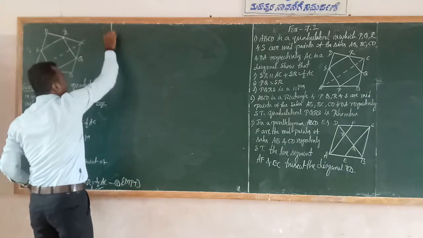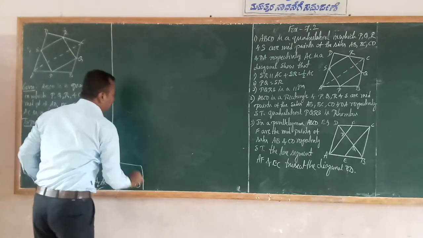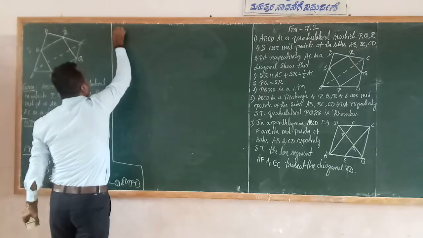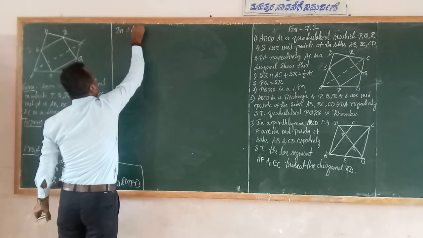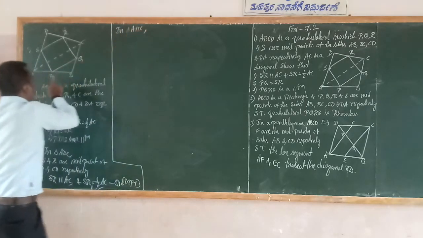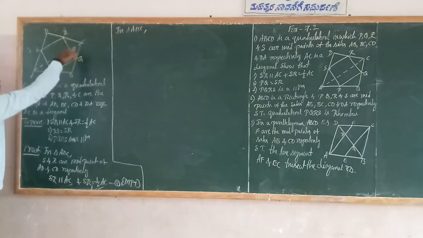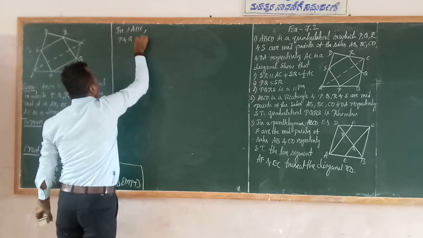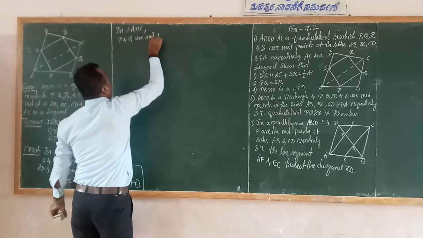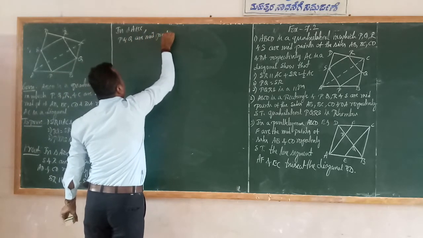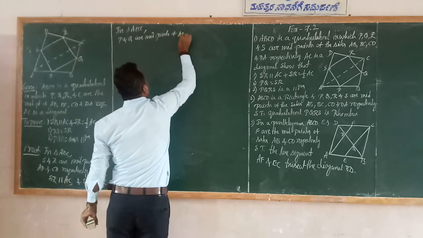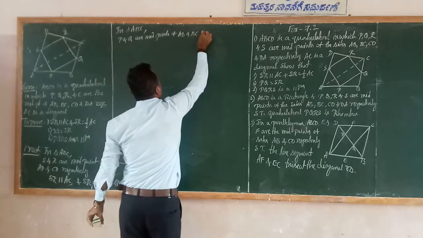So next one. In triangle ABC, P is the midpoint of AB and Q is the midpoint of BC. P and Q are midpoints of AB and BC respectively.